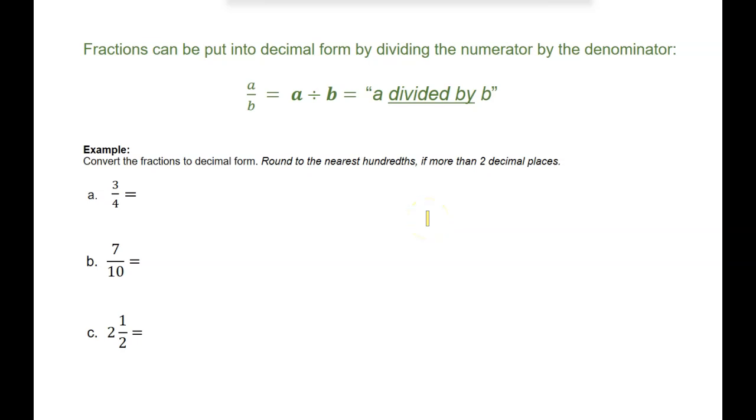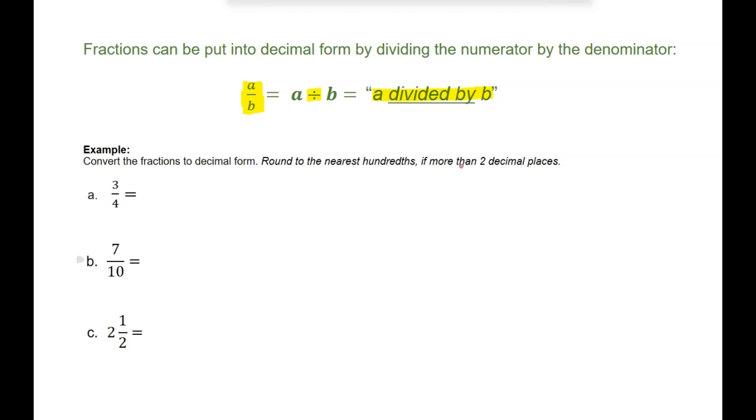Let's convert fractions into decimal form by dividing the numerator by the denominator. When we have a fraction a over b, we interpret that fraction bar as division. We could say a divided by b. Let's look at this example.